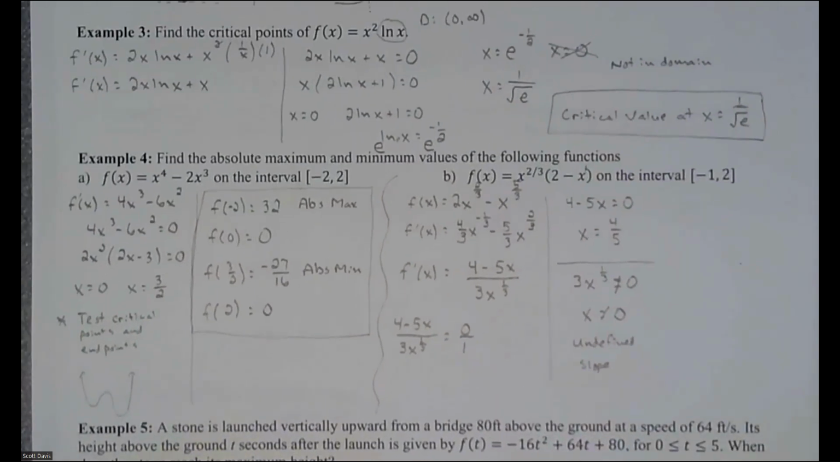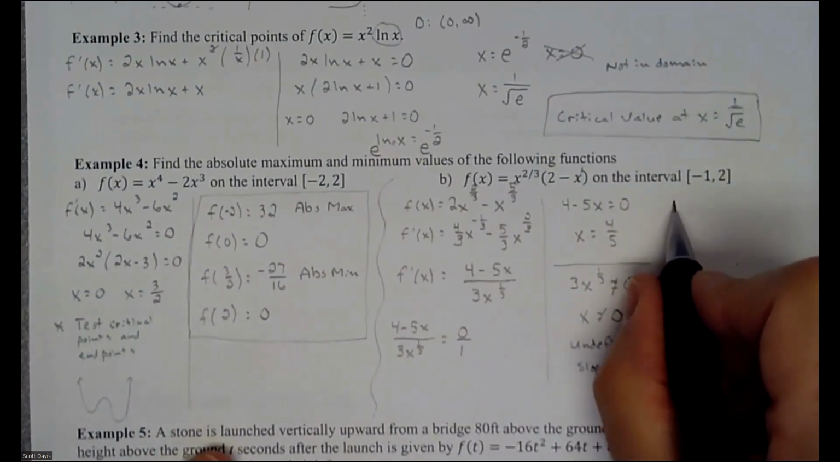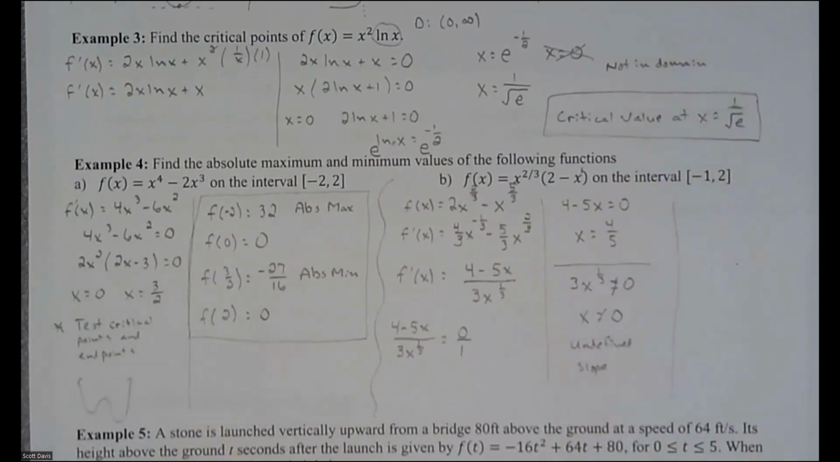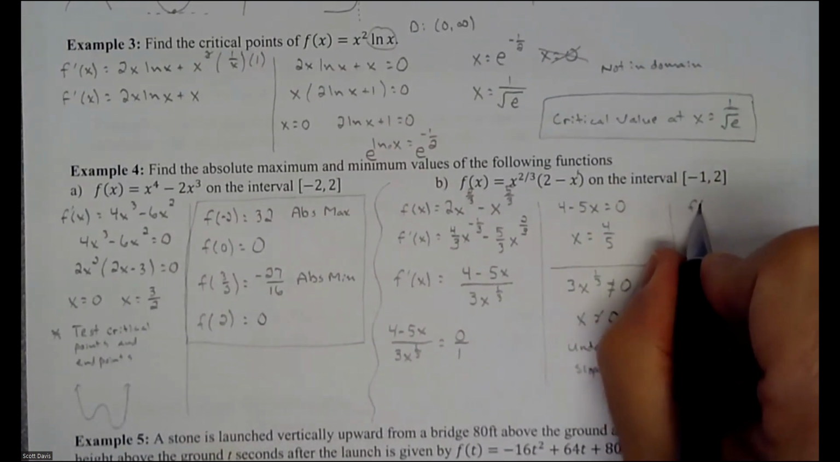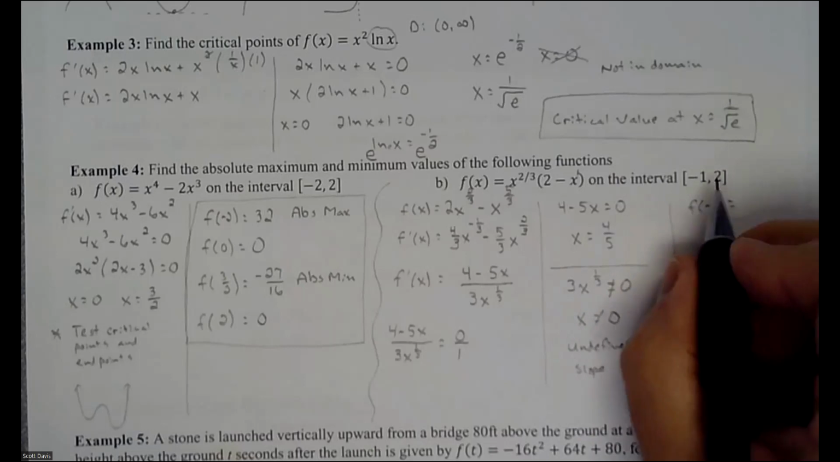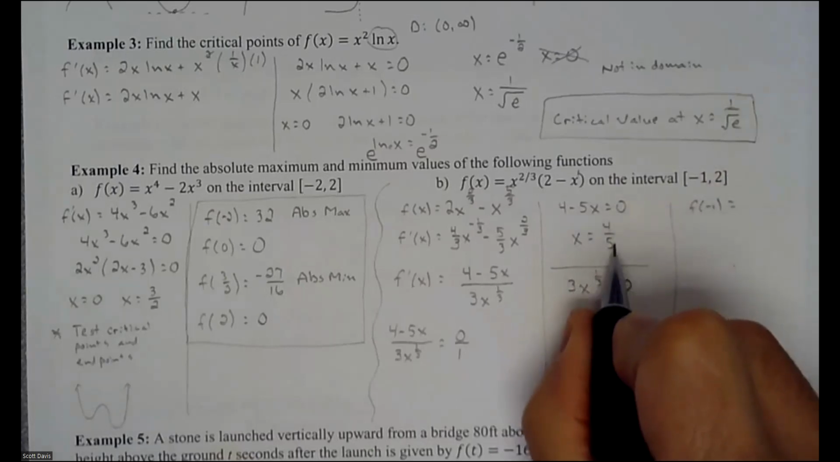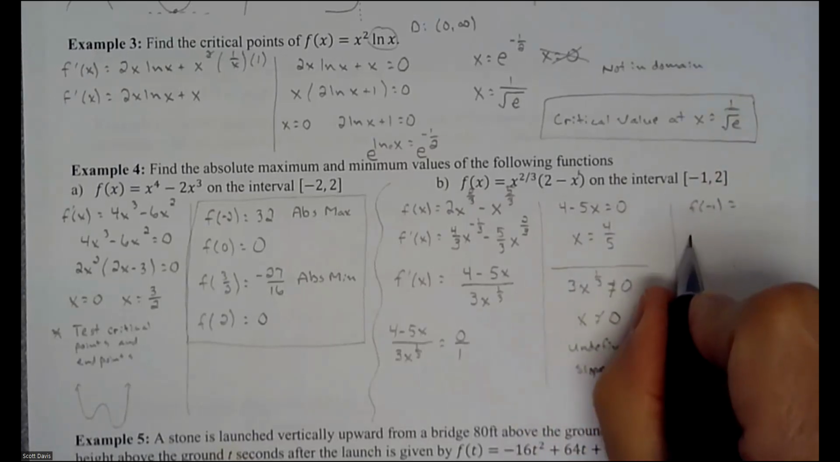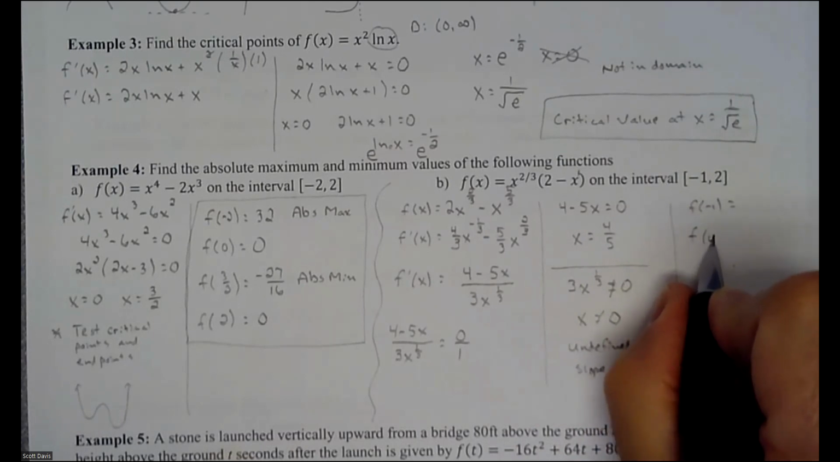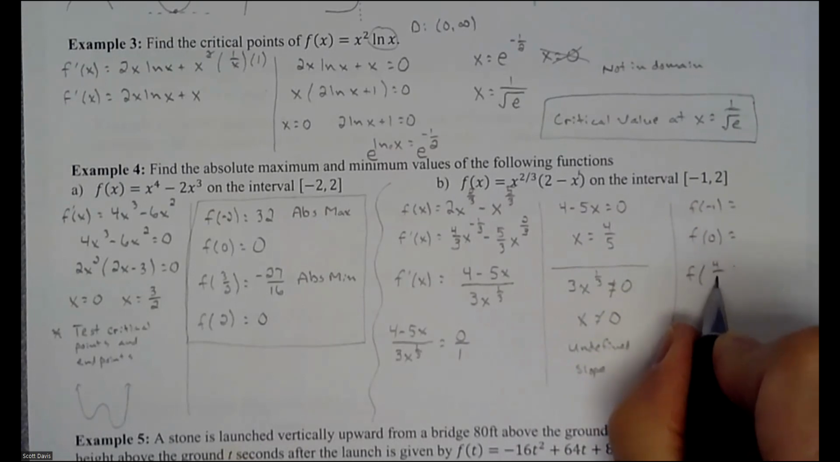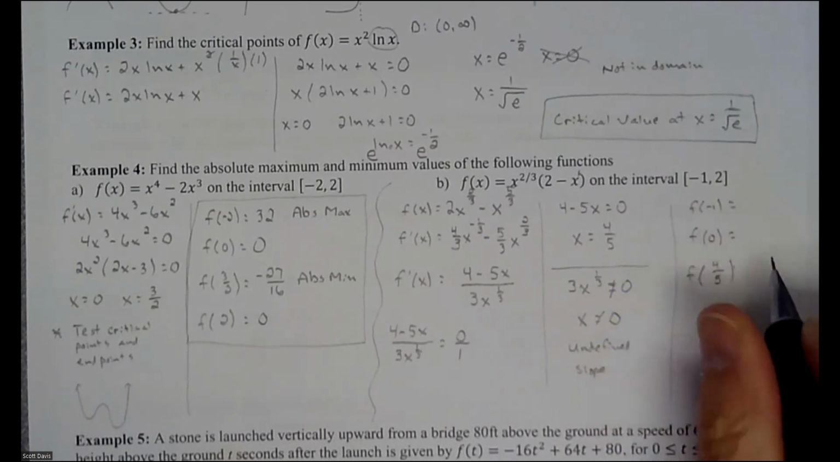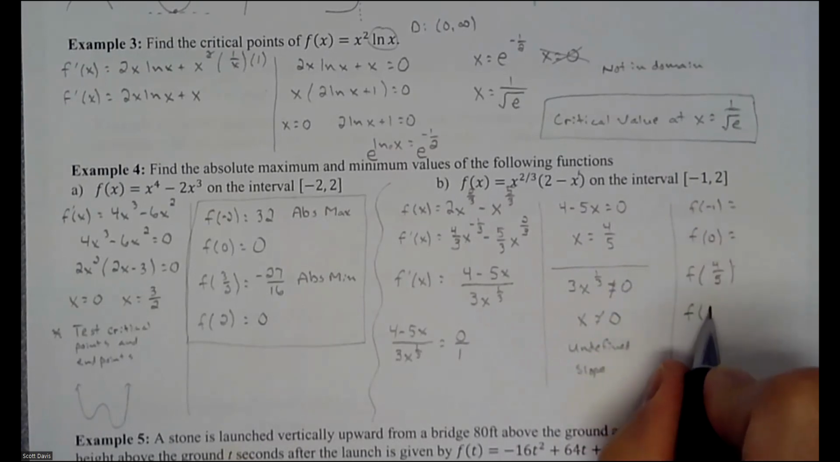All right, so now let's do the last piece of this. And the last piece of this is, let's plug in all of our stuff. So we have f of -1. We're going to plug in all of our critical numbers. We have f of 0. We have f at 4/5. We have f at 2.